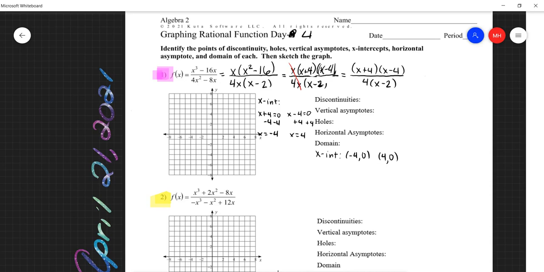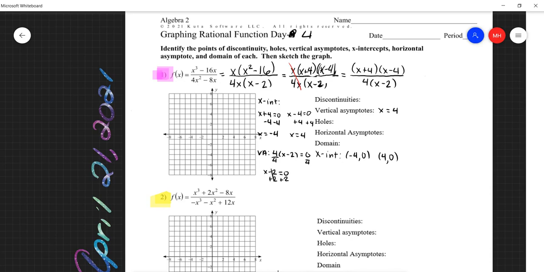Next, we want vertical asymptotes. Vertical asymptote says we set the denominator equal to 0. Well, our denominator is 4 times x minus 2. So this 4 isn't going to really change much. If we divide both sides by 4, it gives us a 0. So x minus 2 equals 0. Add 2, and this tells us that x equals 2. Now remember that your asymptotes will be written as equations, so vertical is x equals, horizontal is y equals.